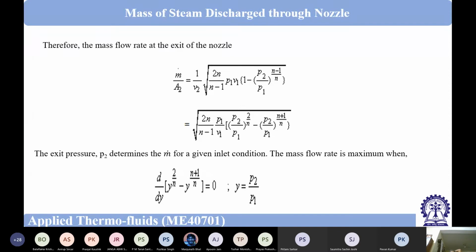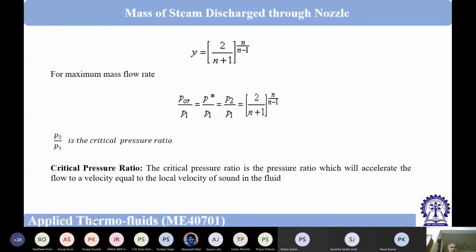So the mass flow rate we can get by this formula, and then we can get the maximum mass flow rate. For the maximum mass flow rate, this is the condition: P star by P1, that is P2 by P1, is equal to this particular value. P2 by P1 is the critical pressure ratio.